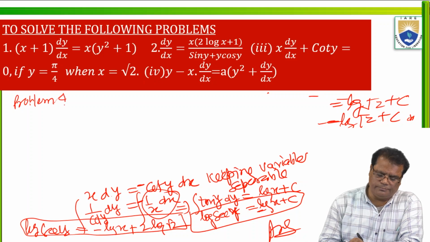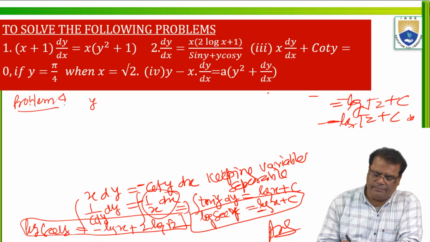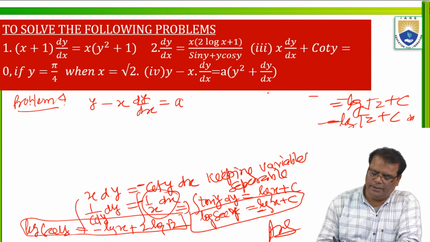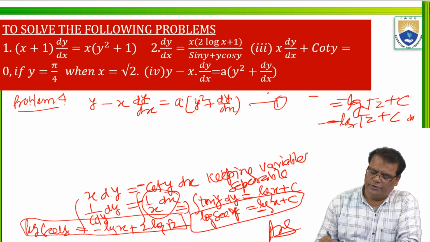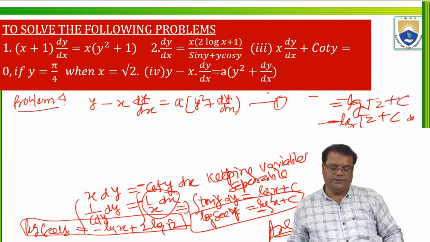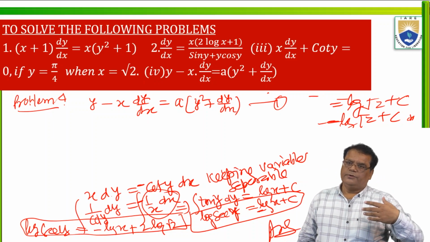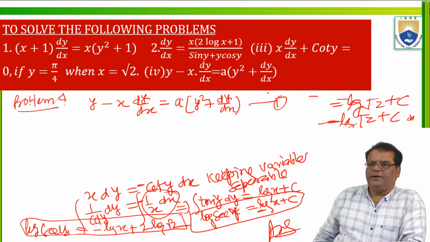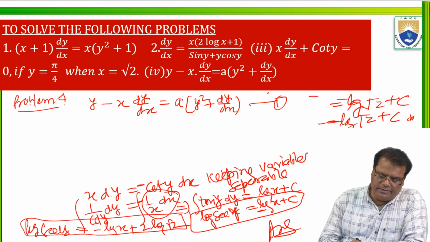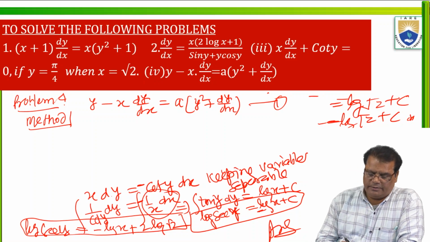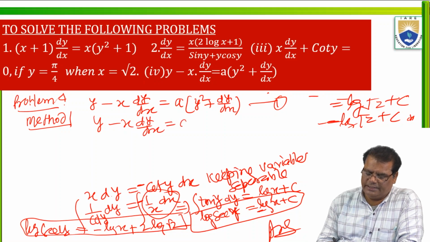Problem 4: (y minus x dy/dx) equals a(y square plus dy/dx). This is equation 1, a first order and first degree ordinary differential equation. We want to find its solution. We use method 1, variables separable. So y minus x dy/dx equals a y square plus a dy/dx.